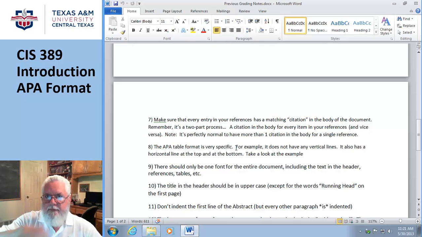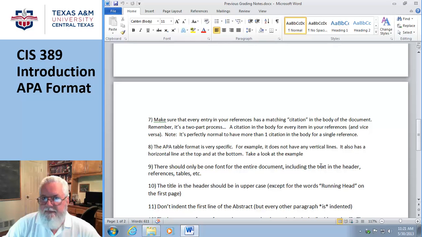We're going to show how to do this in Microsoft Word and Excel in just a moment, but it does not have any vertical lines. Why? I don't know, but it just doesn't have vertical lines. Okay, there should only be one font for the entire document, including the text in the header.